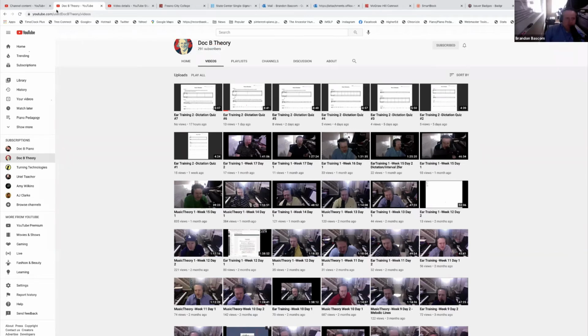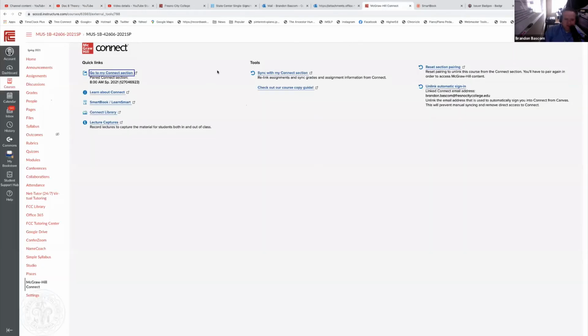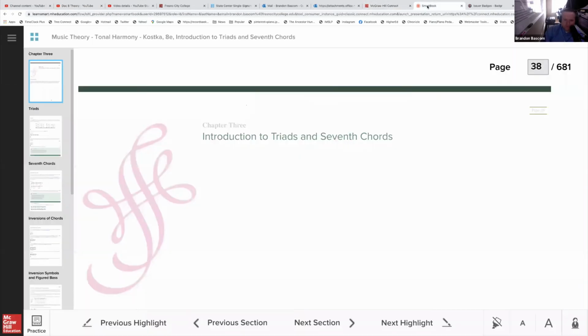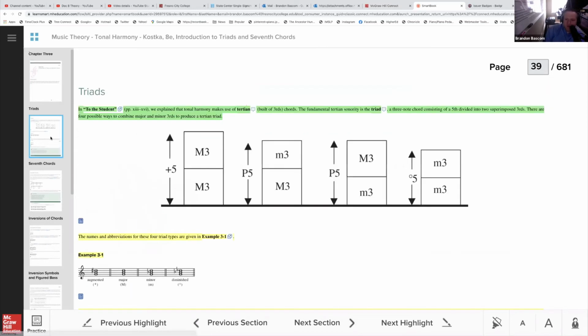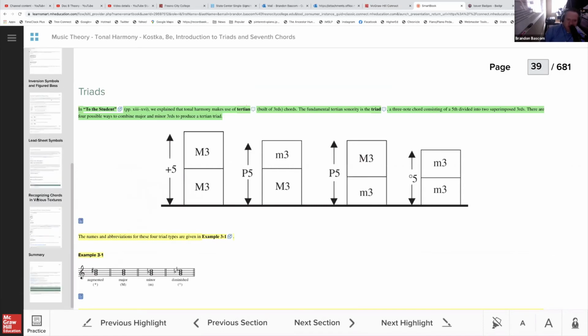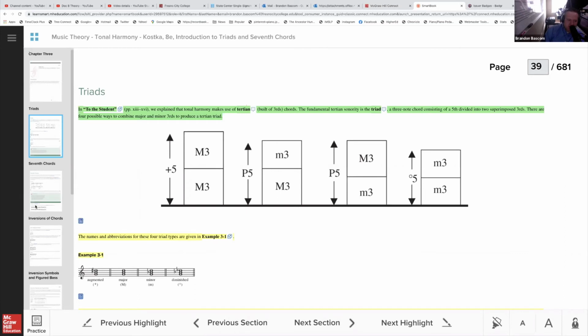Okay, so we were over here looking at the book. I really don't like this book. This isn't how I had it last time, but oh well. Okay, so I went over the formulas for triads, and I went over the formulas for seventh chords. So there's a video there for chapter 3 if you need a recap of that.